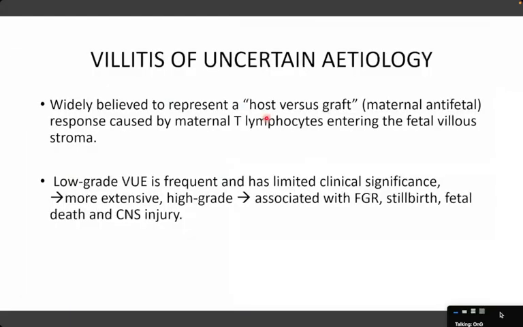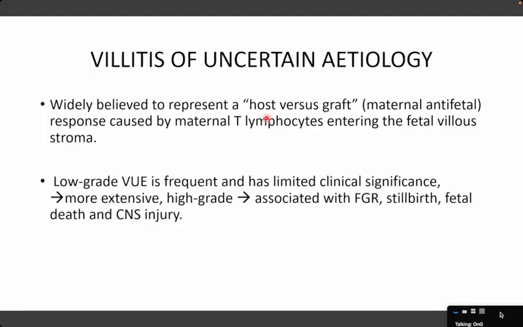Villitis of uncertain etiology is widely believed to represent a host-versus-graft or maternal anti-fetal response that's caused by maternal T lymphocytes entering the villus stroma. A low-grade villitis of uncertain etiology is frequent and has limited clinical significance. If it's more extensive, if it's high-grade, it's associated with fetal growth restriction, stillbirth, fetal death, and CNS injury.